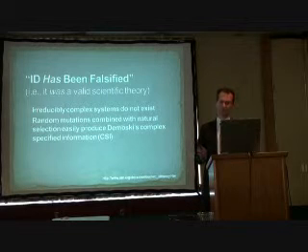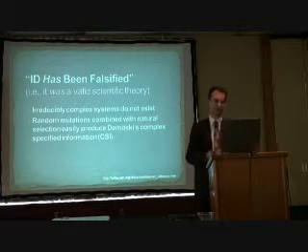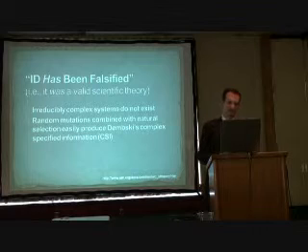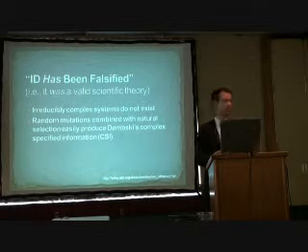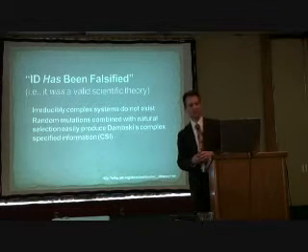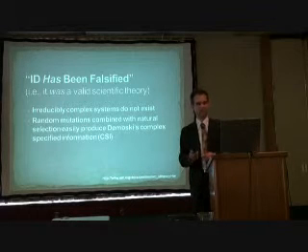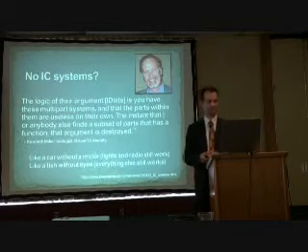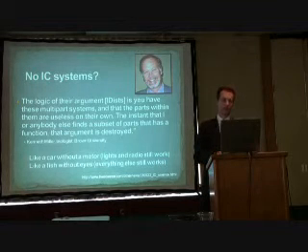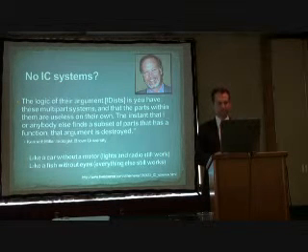In particular, though, let's look at what they claim has been falsified. Irreducibly complex systems do not exist, and random mutations combined with natural selection easily produce Dembski's complex specified information, and we'll get into what that CSI means in a minute. There are no irreducibly complex systems.